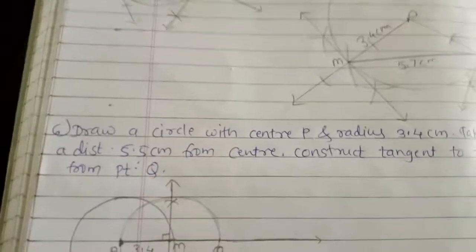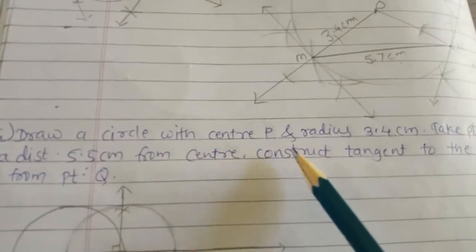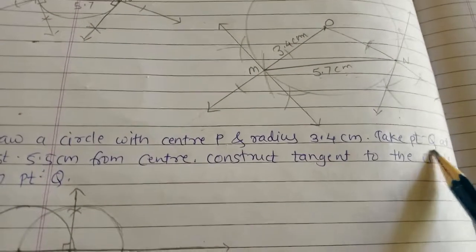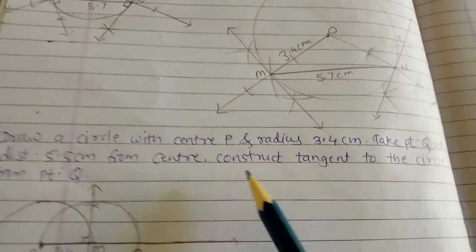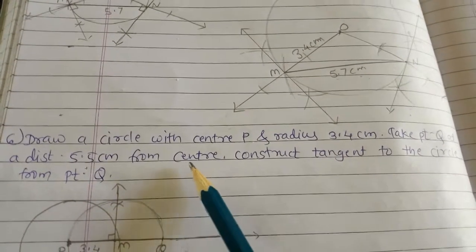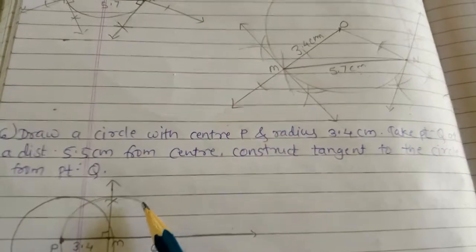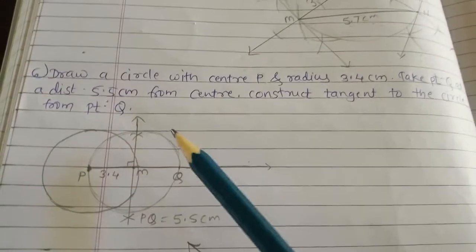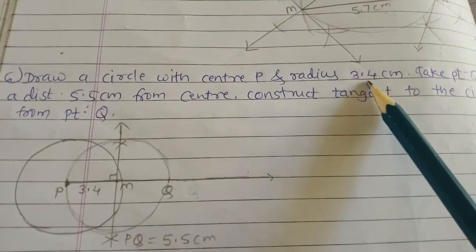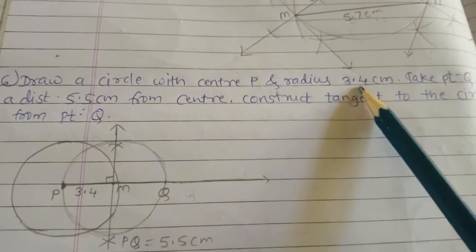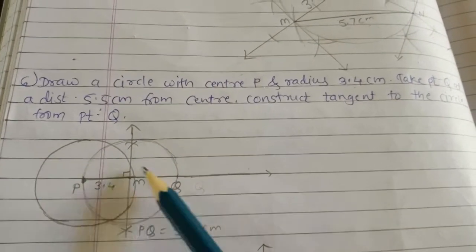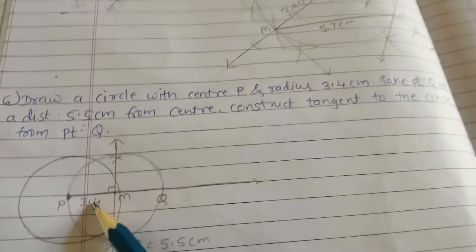The next example, that is example number 6: draw a circle with center P and radius 3.4 centimeter. Take point Q at a distance 5.5 centimeter from the center. Construct tangent to the circle from point Q. So here we have to draw a circle of radius 3.4. So this is the circle of radius 3.4, first one, left side circle.